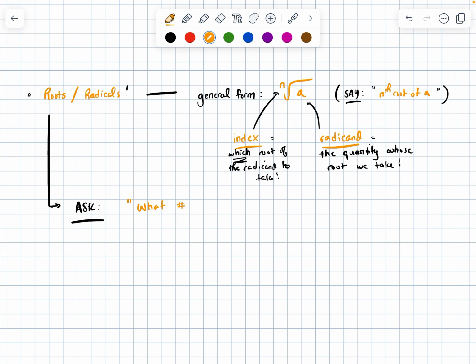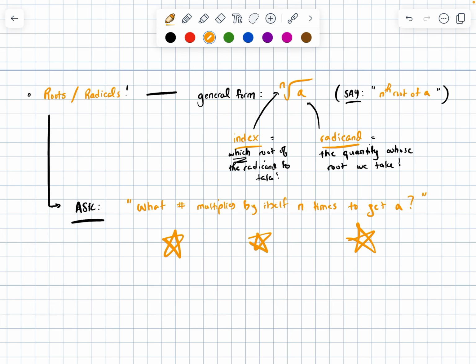So as a question, we'll state it as follows. We want to know what number multiplies by itself n times, whatever the specific index is, to get a, whatever that specific radicand is. And this is such an important question, I'm going to star it, and then I'm going to star it again. Why not? Maybe I'll even give it 3 stars for effort. I love this question.